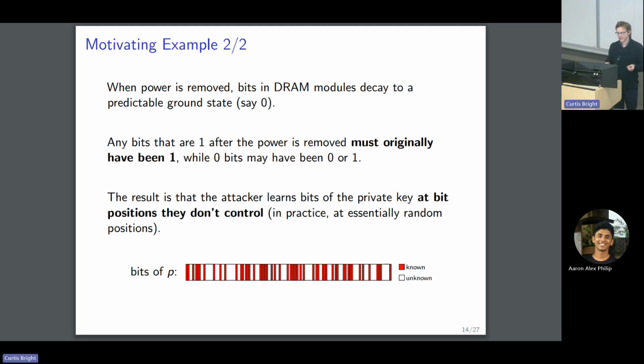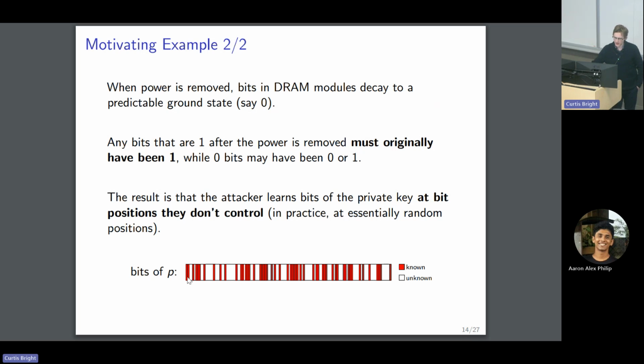What happens is some of the bits have decayed to zero, some of the bits, however, remain one. And the bits that remain one must have originally been a one, right? Because bits don't decay to one. If it's now zero, it may have been originally zero, or it may have been one that decayed to zero. So you don't know. However, what we do know is essentially at random bit positions, right?